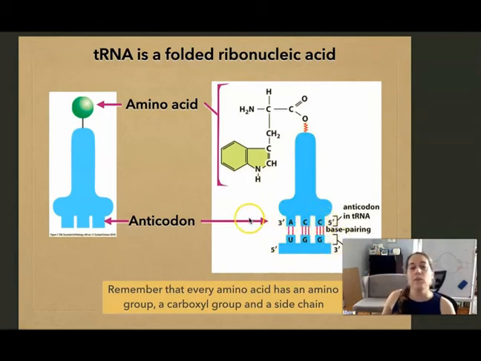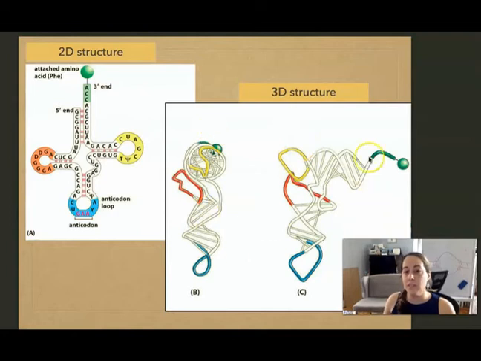All right, so we're calling this tRNA. What is tRNA? Well, it's made up of RNA that is folded, which we haven't talked about before. We've talked about linear RNA, which is what we use for mRNA. So this tRNA is folded. This is the 3D structure of a tRNA.